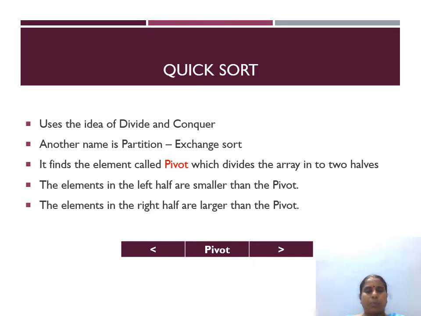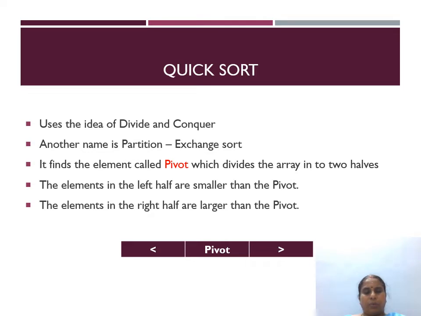Now we will see how a partition is carried out, or how quicksort works. For that we follow three steps. Consider an array consisting of a set of elements. In that set, we have to choose one element as a pivot element, which divides the array into two halves. The elements in the left half are smaller than the pivot, and the elements in the right half are larger than the pivot. These are the conditions.